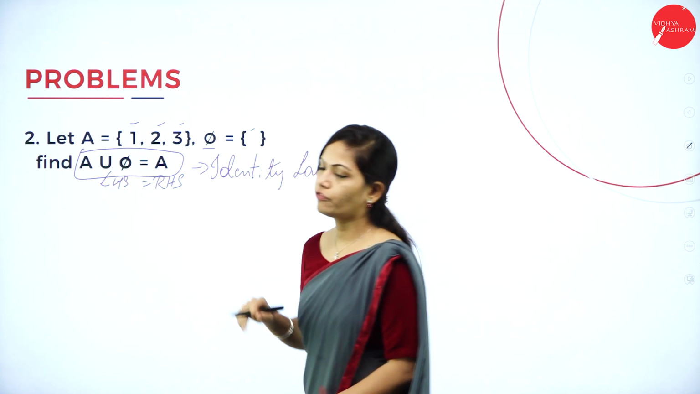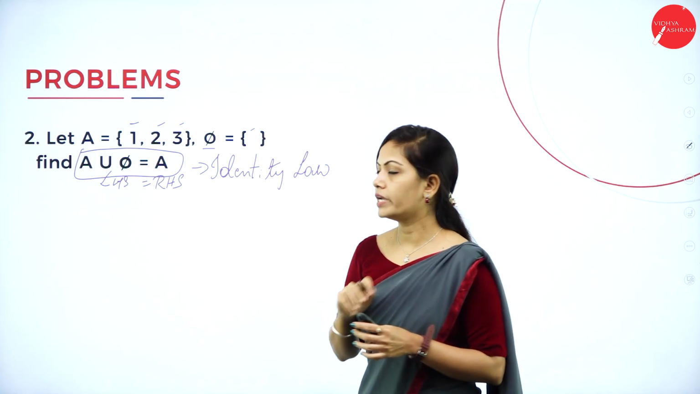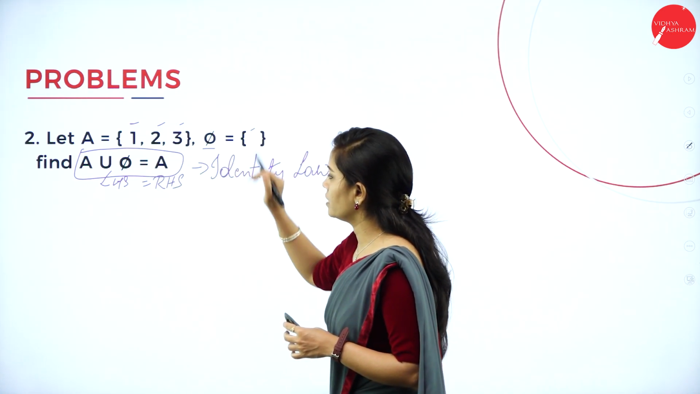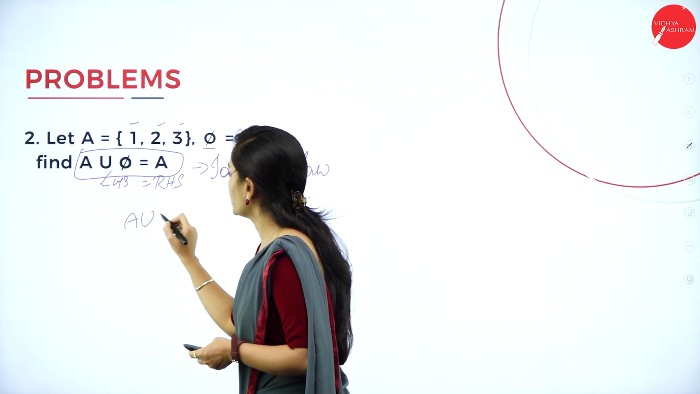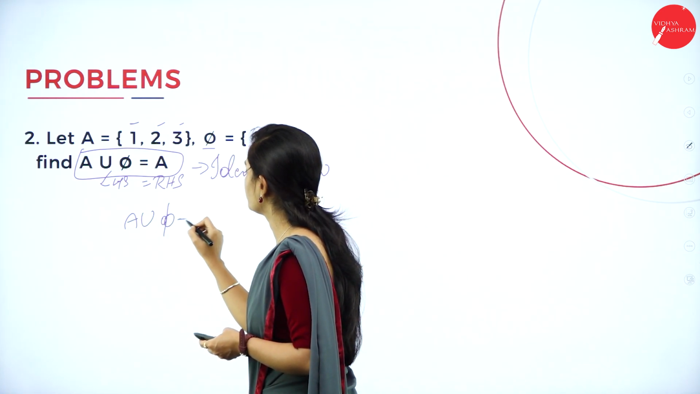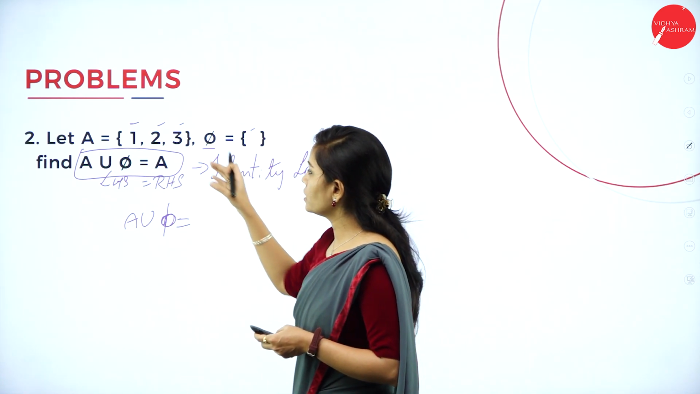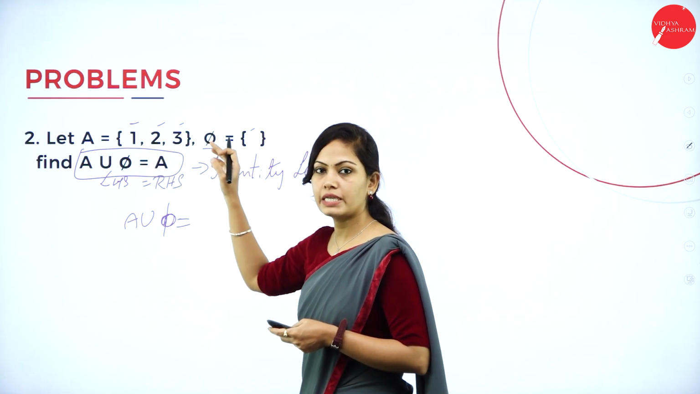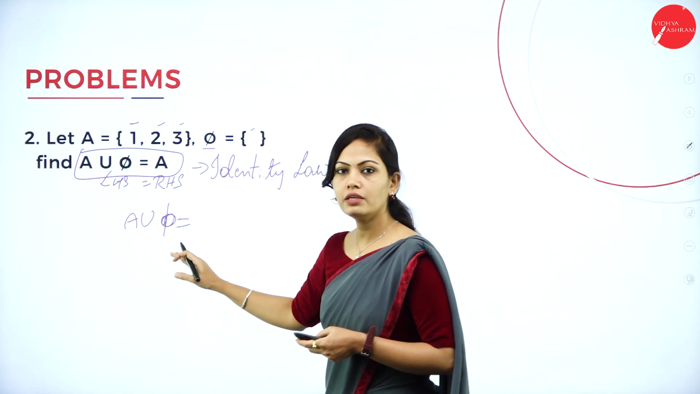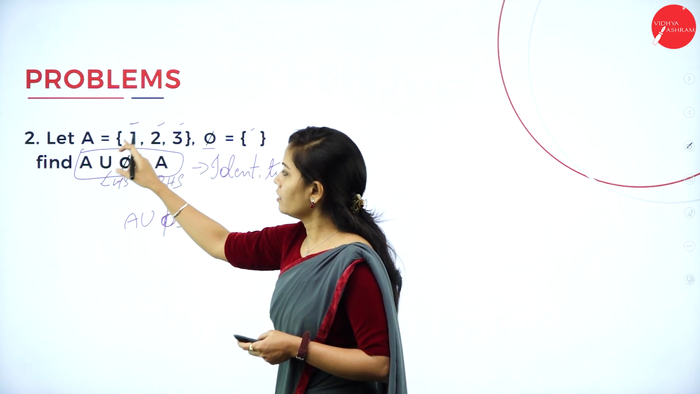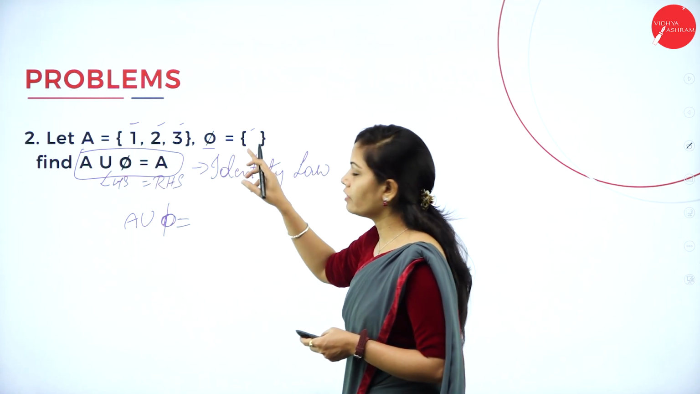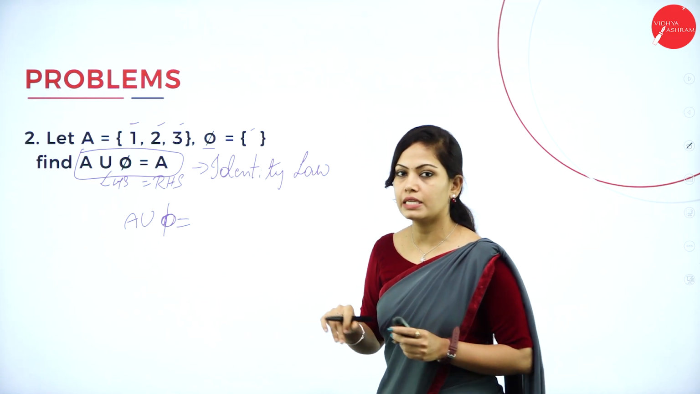So A union phi. First find out A union phi. So what is A union phi here? What is the union operation? You just combine both the set elements, and you will get A union phi. In A we have 3 set elements, but in phi we don't have any elements, it is the null set.